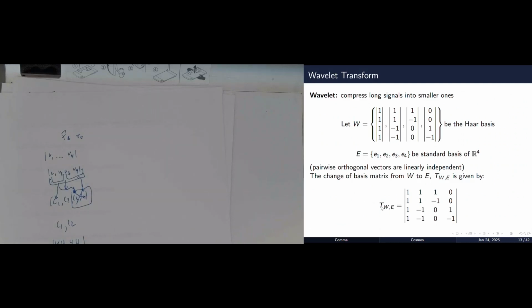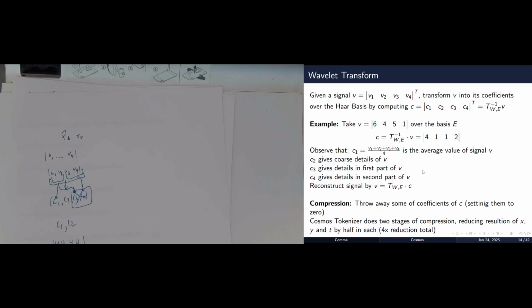We're going from the image in the Haar basis to our standard basis, right? So now we want to convert from our standard basis to our Haar basis. Does that make sense? Okay. Yes? Is everyone following there?